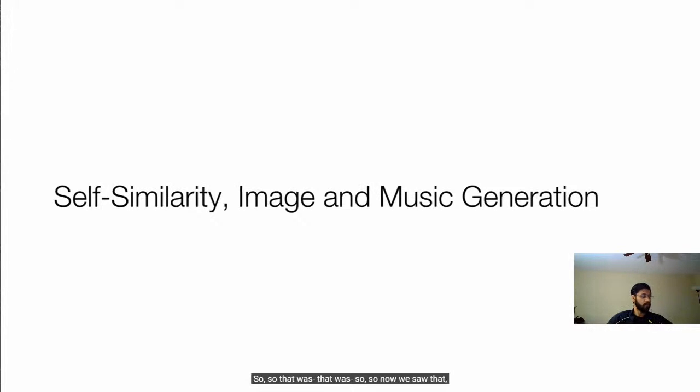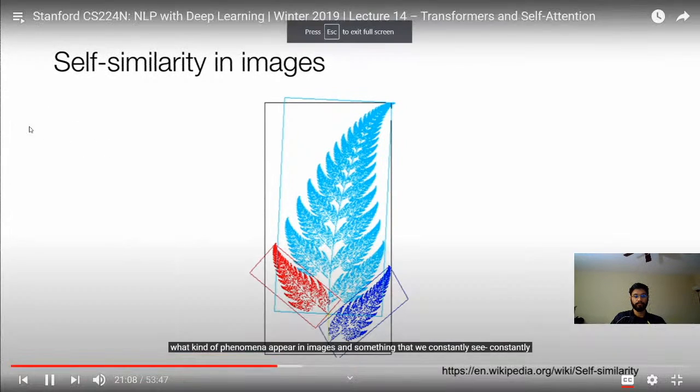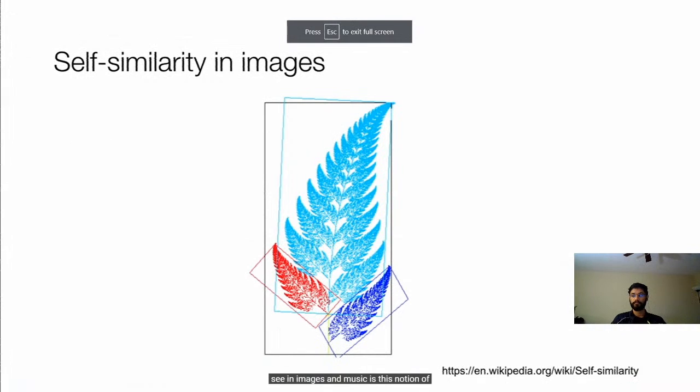Okay, so now we saw that being able to model both long and short distance relationships with attention is beneficial for text generation. What kind of inductive biases, or what kind of phenomena, appear in images? Something that we constantly see in images and music is this notion of repeating structure that's very similar to each other. You have these motifs that repeat at different scales.